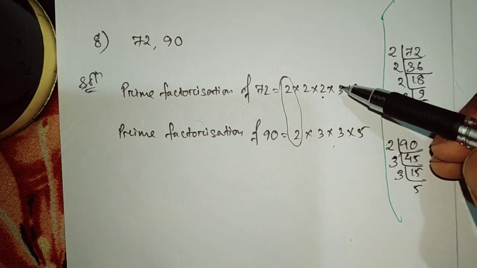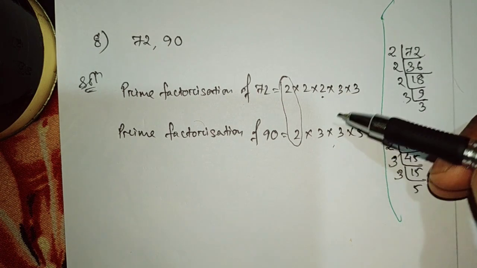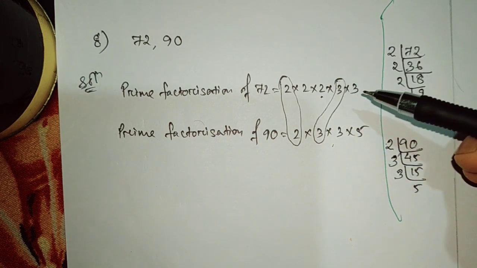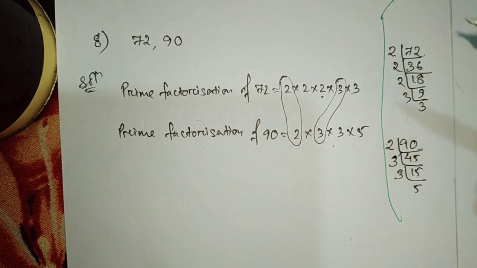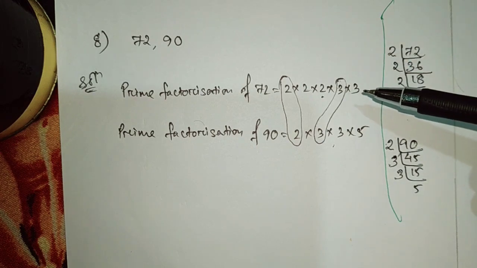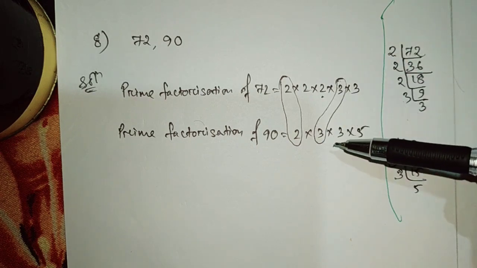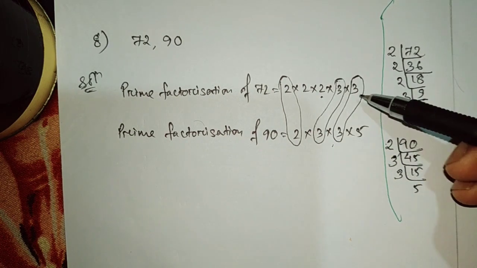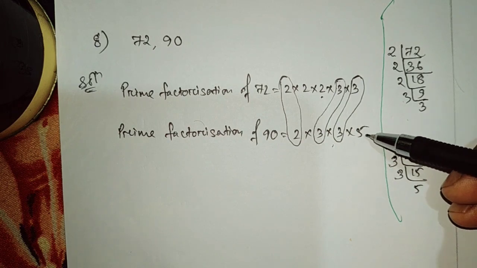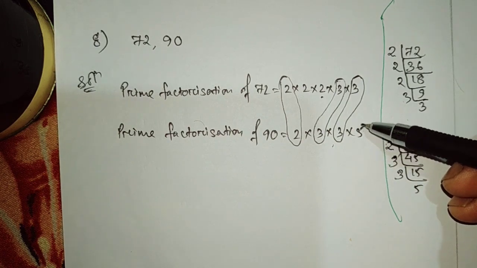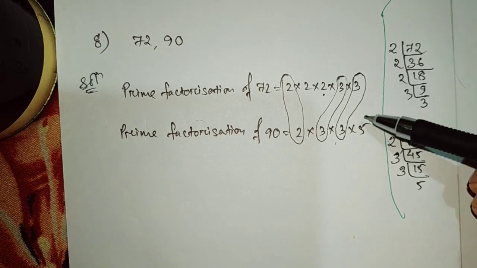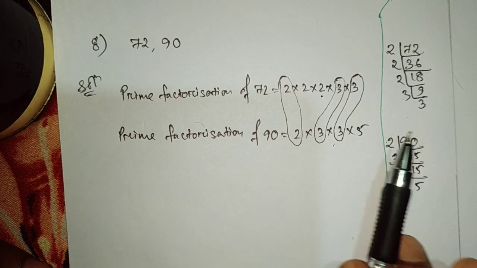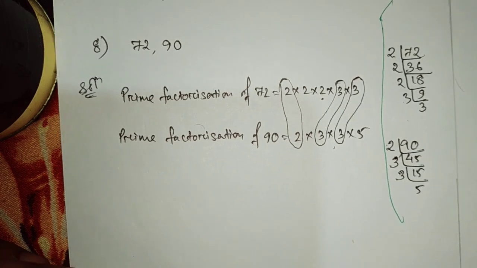Then comes 3. We will make pairs of 3. These 3 and these 3 will get paired. Okay, we will take only those numbers which we can take together. And this 5, this poor guy, he is alone here. We do not have any 5 here, so we will not be able to take this 5. Sorry 5, we cannot take you, don't mind.